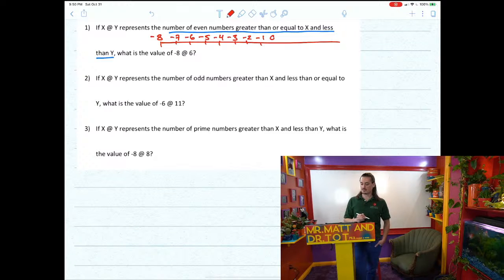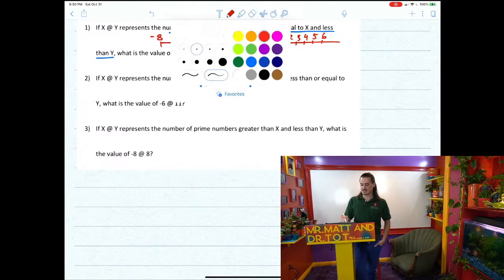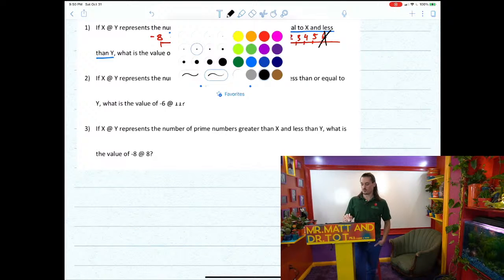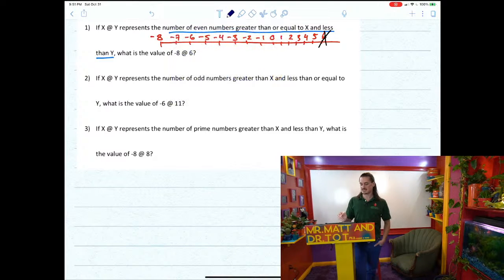And now we're just counting the number of even numbers greater than or equal to negative 8 and less than 6. So we have negative 8, negative 6, negative 4, negative 2. Remember, 0 is an even number, so you have to count 0, 2, and 4. So we have 1, 2, 3, 4, 5, 6, 7. So the answer to number 1 is 7. There are 7 even numbers greater than or equal to negative 8 and less than positive 6. If you have any questions, then please let me know in the comment section below.